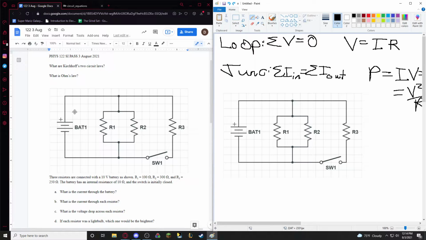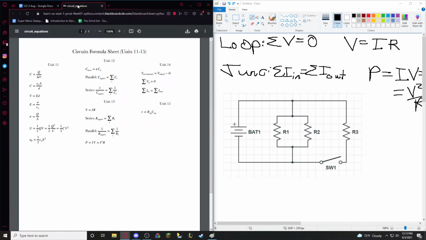So we're going to have three resistors here, and they're connected as so, and they're connected to a 10-volt battery. And we have the resistances 100 ohms, 300 ohms, and 250 ohms. The battery has an internal resistance of 10 ohms. Actually, have you guys gone over internal resistance yet? I think that's next class, actually.